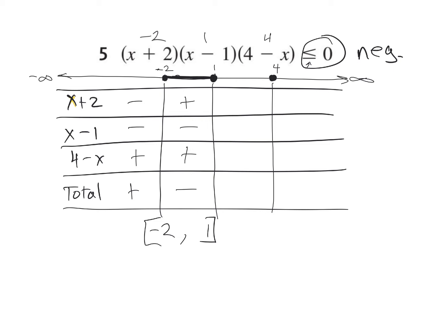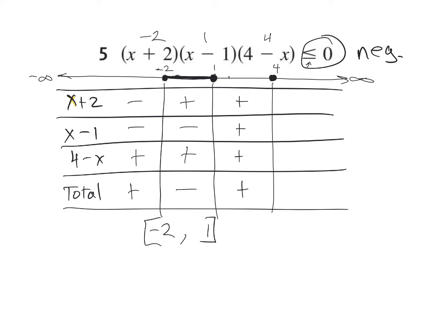Now go in between 1 and 4. How about we just pick 2? Okay, so 2 plus 2 is 4. 2 minus 1 is 1. 4 minus 2 is 2. And you multiply all those together, you get positive.